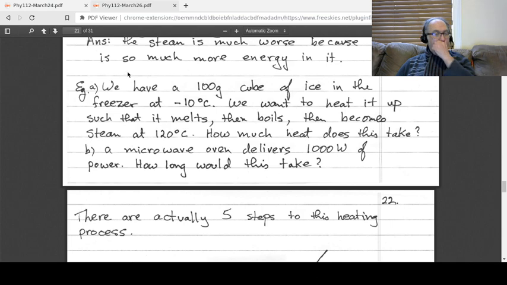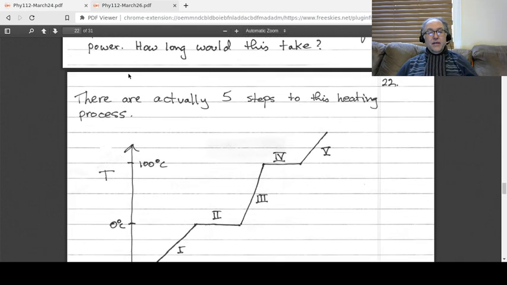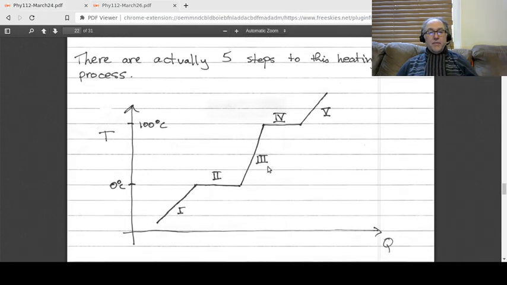There are actually 5 steps to this heating. Here I am trying to show you the graph. Let's look at the temperature on the vertical axis, and the amount of heat that we've added on the horizontal axis. Heat is sometimes given the symbol Q. Here are the 5 different phases. First, we start off with ice at negative 10, and we heat that up until we get ice at 0 degrees Celsius. That's the first stage in our heating.